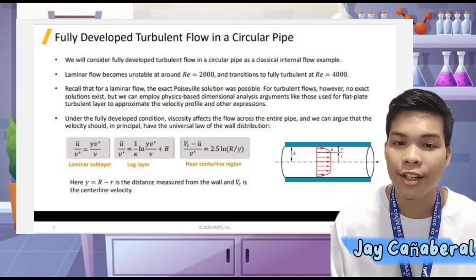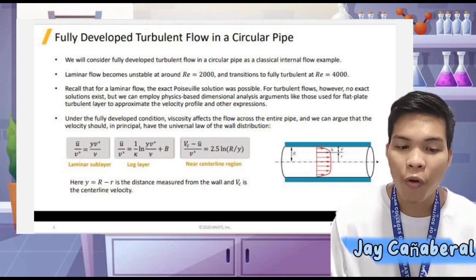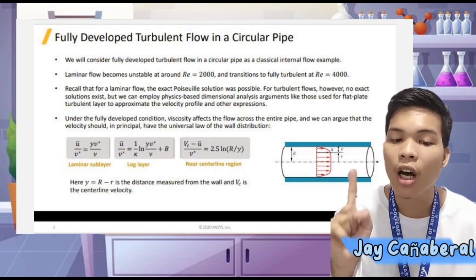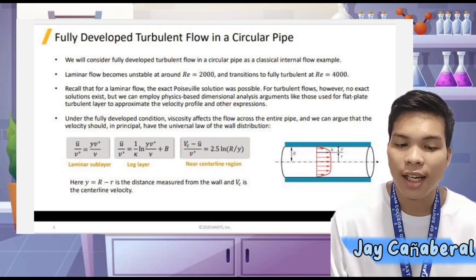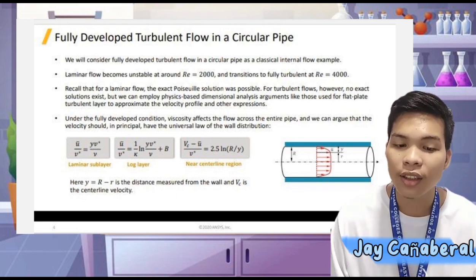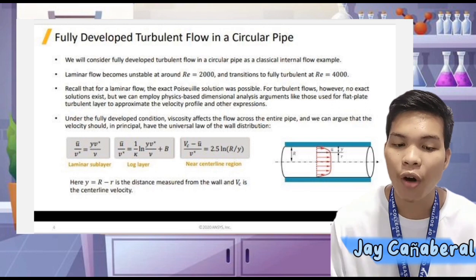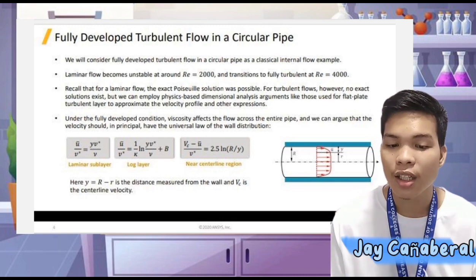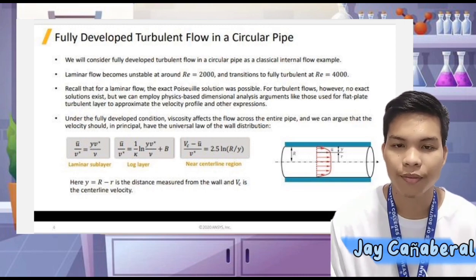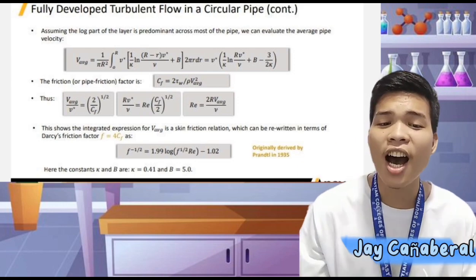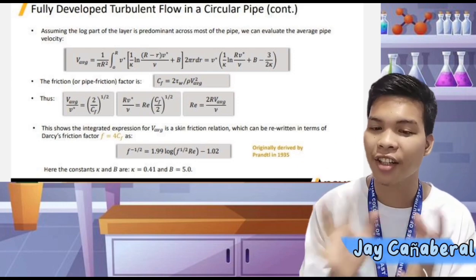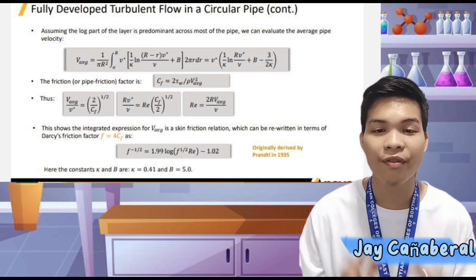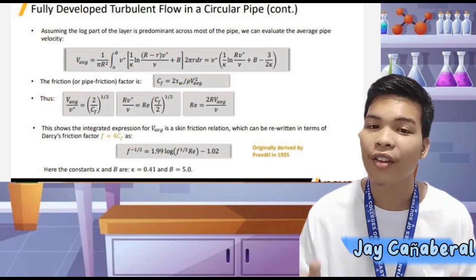So in the viscous sublayer, we have u over v star is equal to y v star over nu, and for the log layer, we have u over v star is equal to 1 over kappa ln of y v star over nu plus B. And so we have the near center line region formula also. So with this formula in a fully developed turbulent flow in a circular pipe, assuming the log layer is prevalent across most of the pipe, we can evaluate the average pipe velocity.